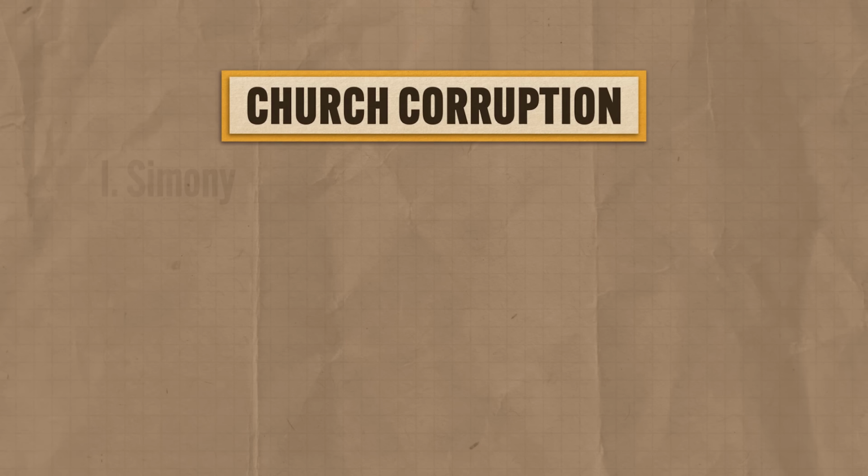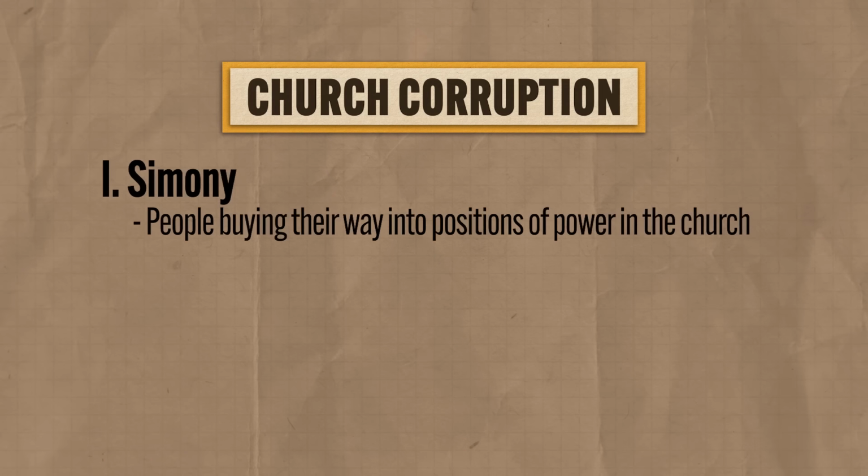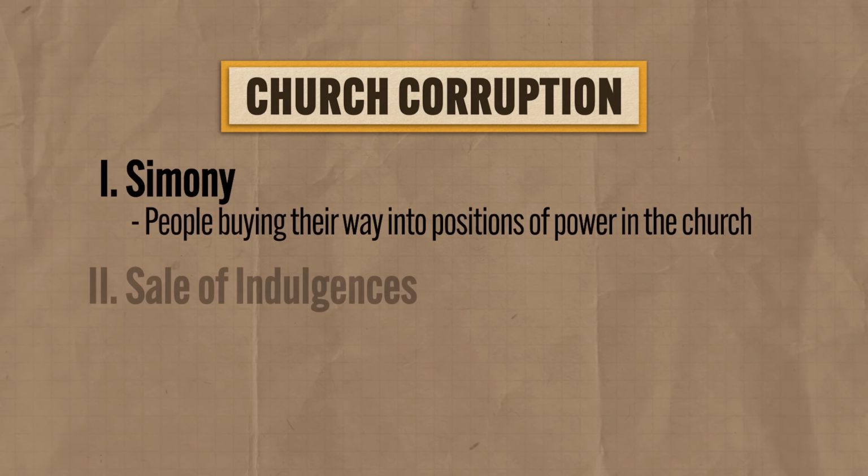But despite its enormous power, by our period, the church had become plagued with corruption. People were buying their way into positions of ecclesiastical power, which was a practice known as simony. And most important for what we're talking about here, the church began financing its massive building project through the sale of indulgences.